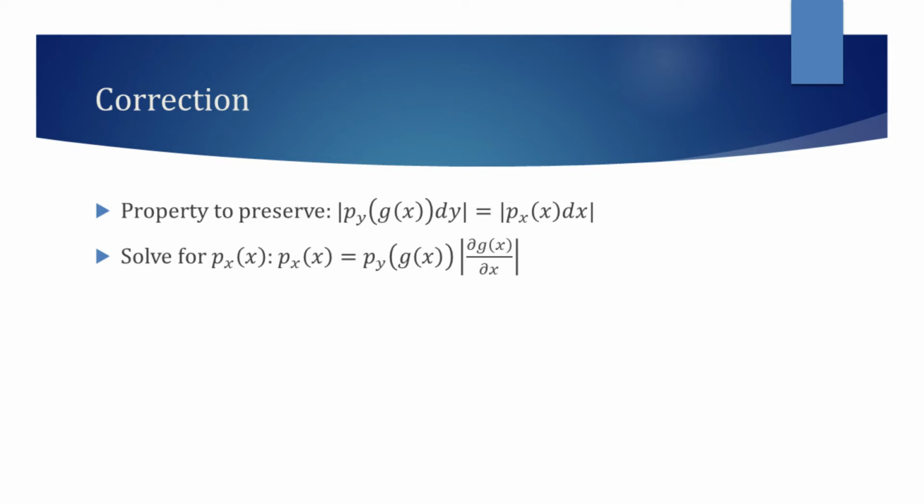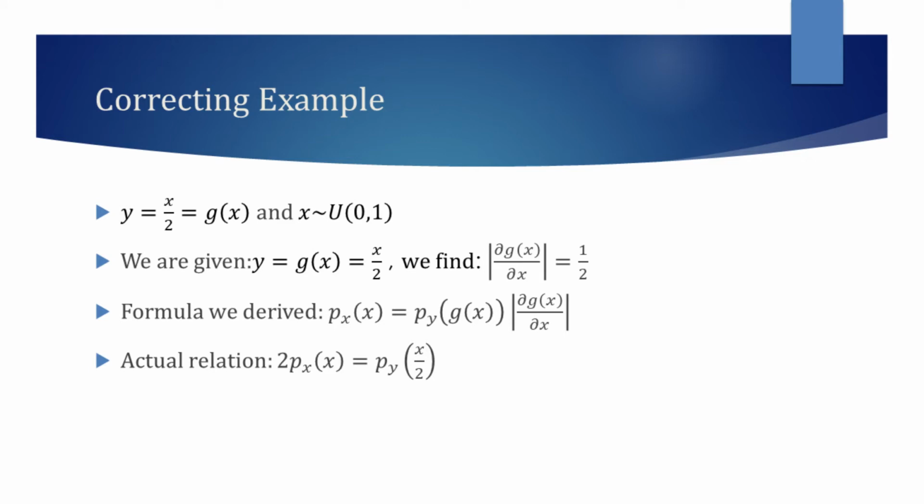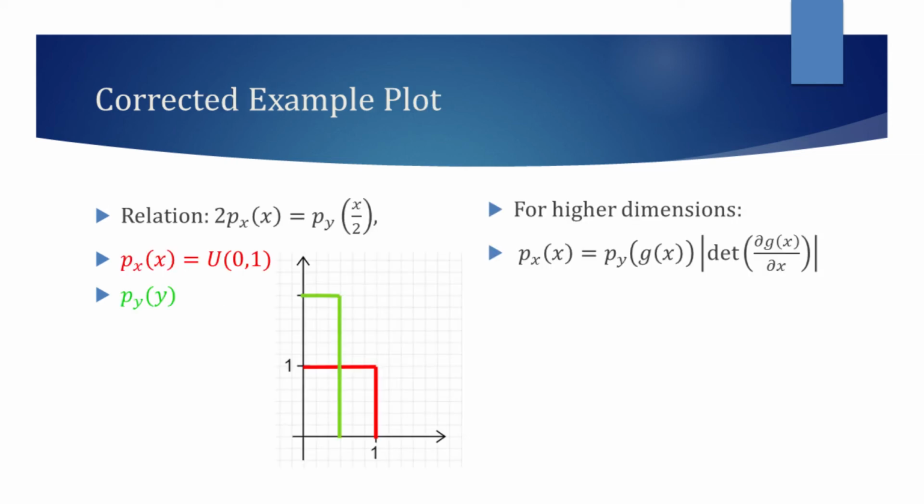Let's now go back to our example, and find the actual PDF for y. The problem statement gives us that g of x is x over 2. We can then find that its derivative is equal to 1 over 2. If we now substitute everything we know into the formula we derived earlier, we will find the actual relation between the functions. Let's now observe the plots of these functions, and make sure that they satisfy the definition of a PDF. We can see that the PDF of y equals 2 in the interval from 0 to 0.5, and 0 elsewhere. The area under this curve is 1, so now the conditions of the PDF are satisfied.